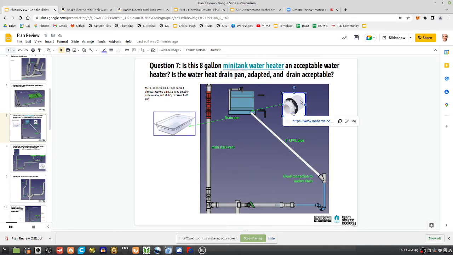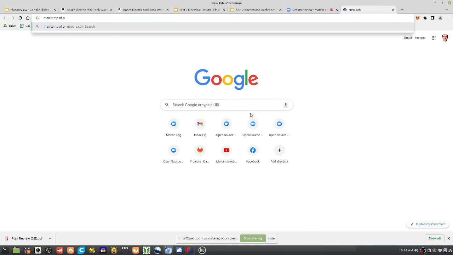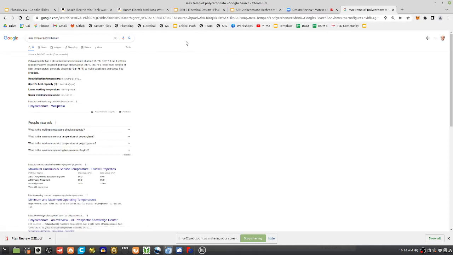Yes. So here, is this PVC fitting acceptable? Because typically they say that the drain has to be CPVC, but I can't find any CPVC. I just have PVC drain pan adapters. So if that emergency discharge goes off, that water is going to be hot, almost steam. It's going to be very hot. So I don't know if PVC would stand up to it or not. Let me look into that.